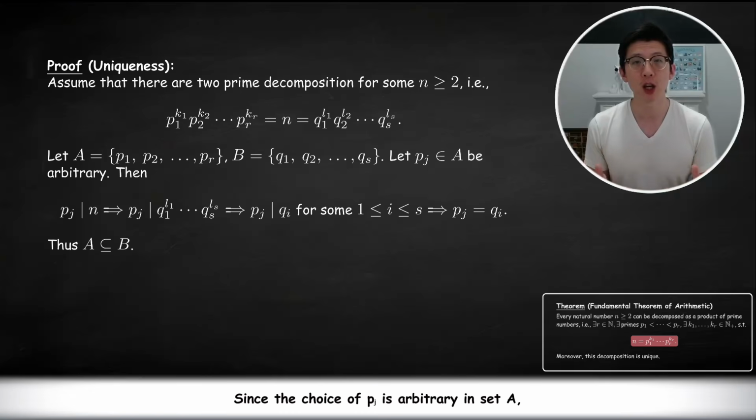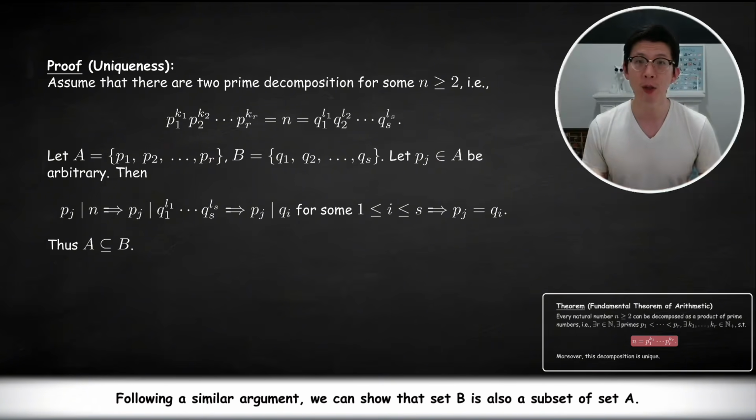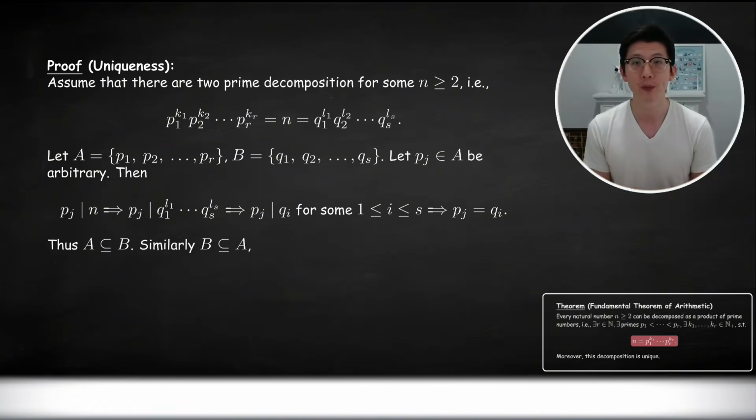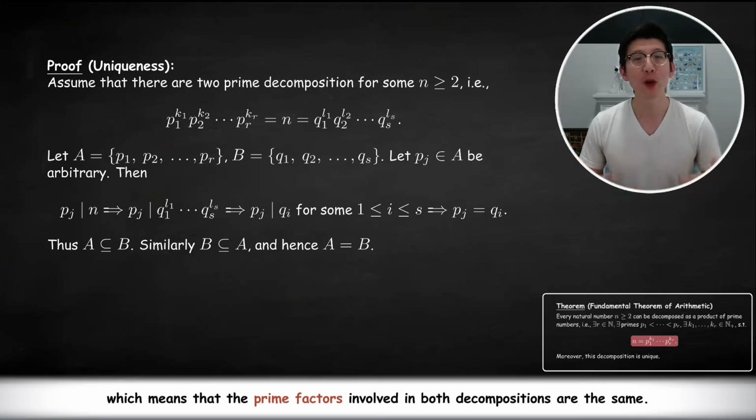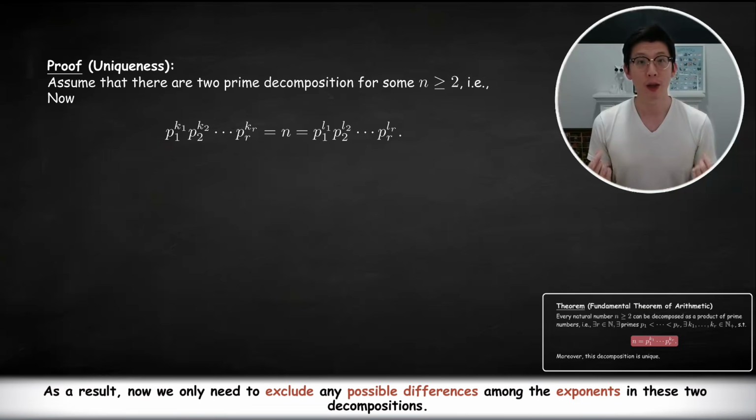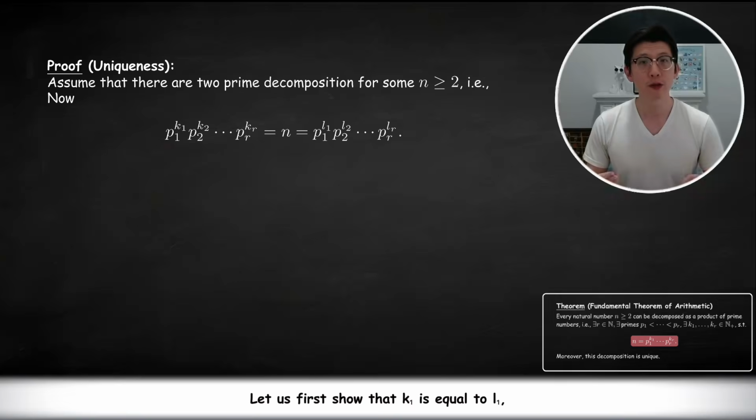Since the choice of Pj is arbitrary in set A, we conclude that set A is a subset of set B. Following a similar argument, we can show that set B is also a subset of set A. Combining these together, we see that A and B are identical, which means that the prime factors involved in both decompositions are the same. As a result, now we only need to exclude any possible differences among the exponents in these 2 decompositions. Let us first show that K1 is equal to L1.